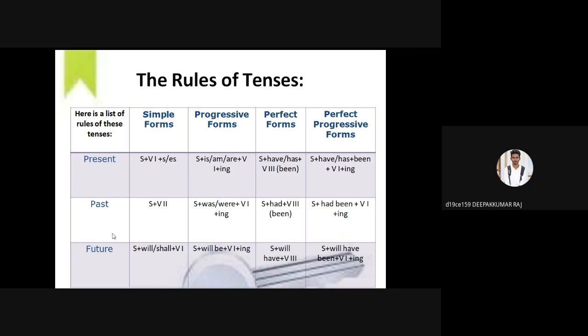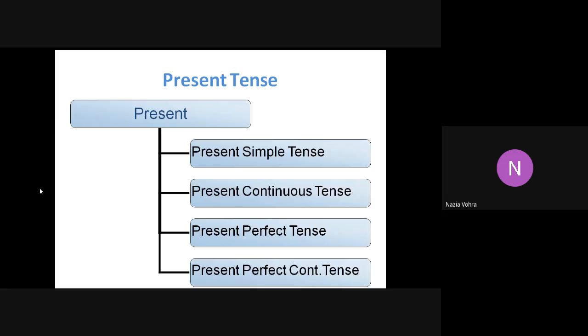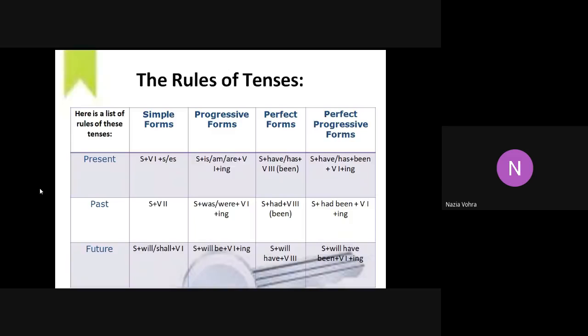No, ma'am. Guys, please write this table. Later I will give you time. First, let me finish explaining.